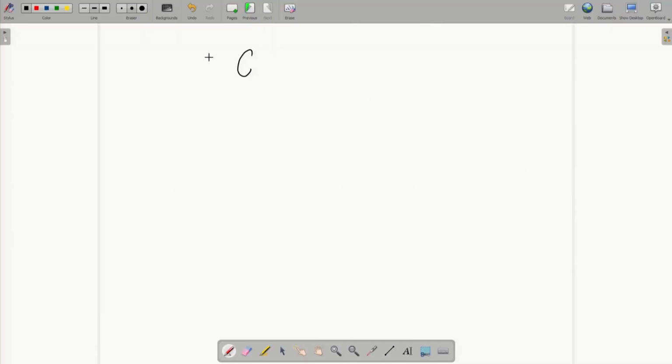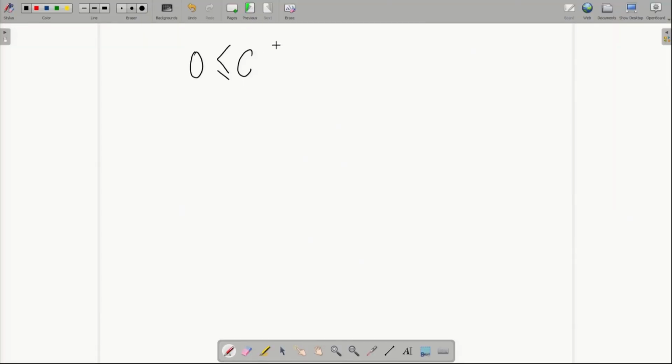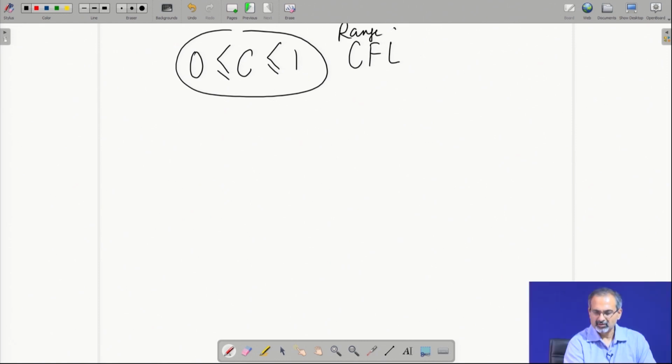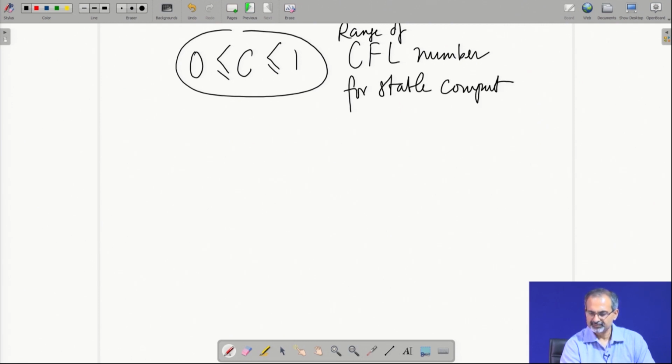The condition that 0 is less than equal to c is less than equal to 1 is essentially giving you the range of CFL number for stable computation using forward time backward space.